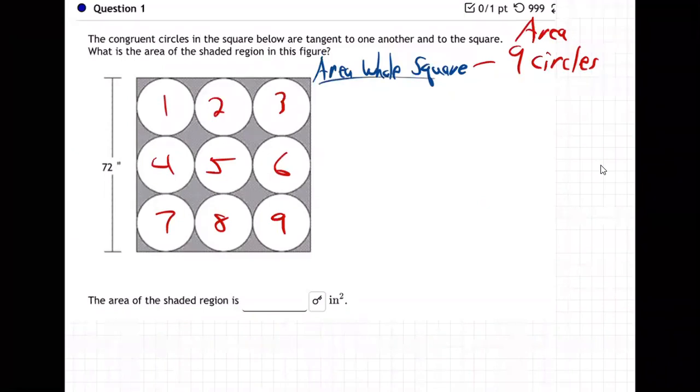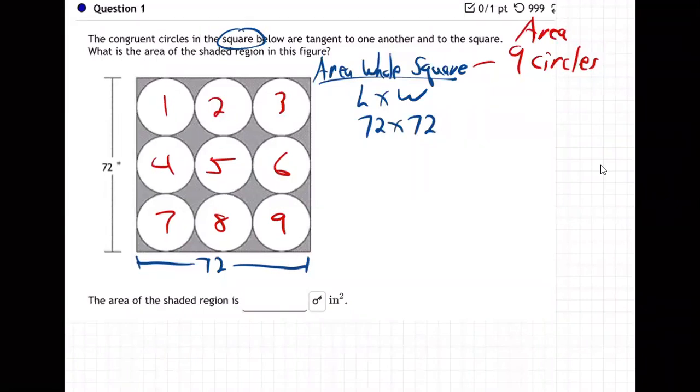All right. So how do you find the area of a square? It's just one side times the other, length times width. This side's got to be 72 because it's a square, so the two sides are the same. That's just 72 times 72. Let's use our calculator. I'm getting 5184.